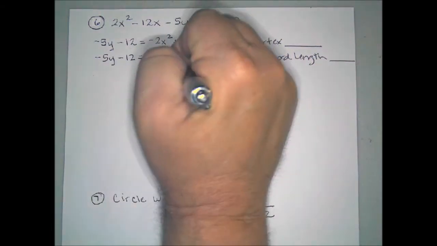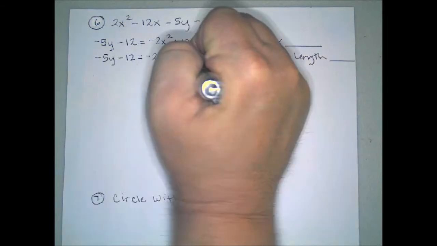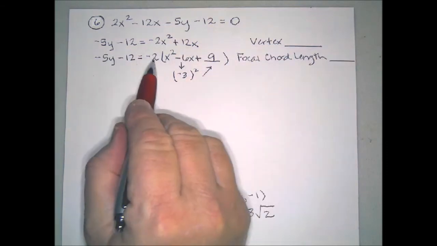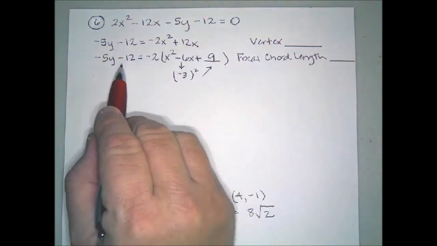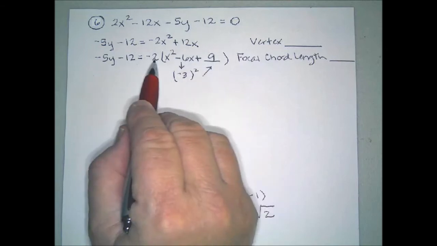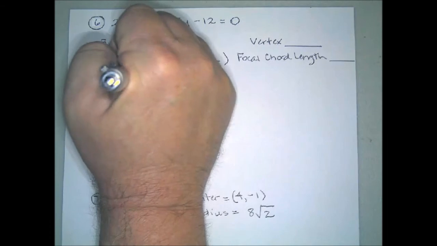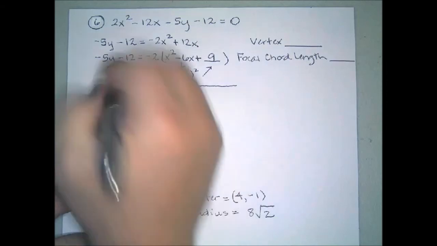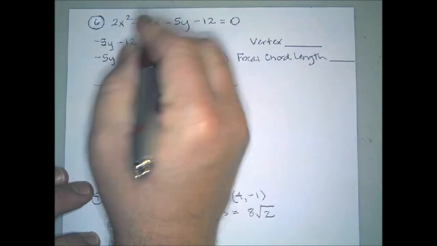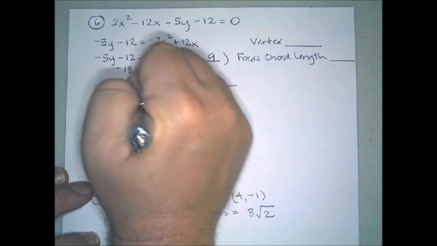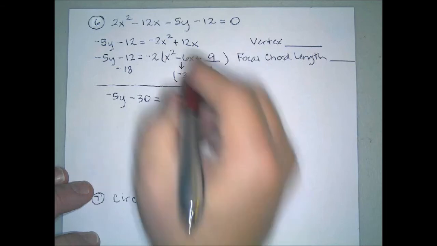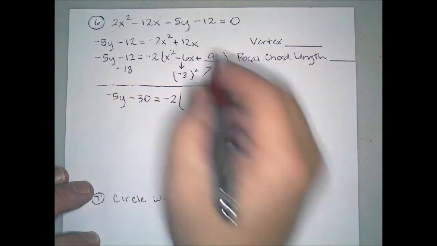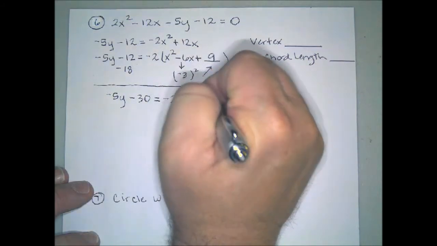So half of negative 6 is negative 3. Negative 3 squared is positive 9. Now, because of that leading coefficient right there, I don't just add 9 to the other side. 9 times negative 2 is negative 18. So that gives me negative 5y minus 30 equals negative 2 times the perfect square of x minus 3.